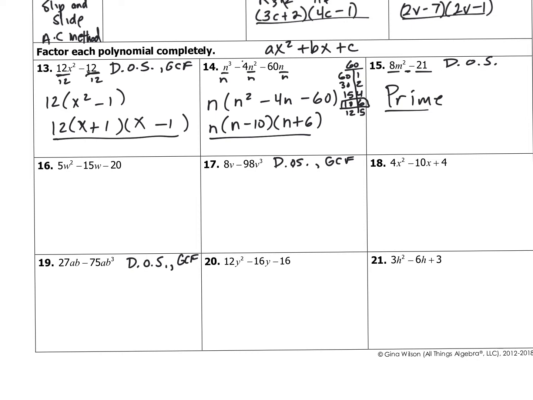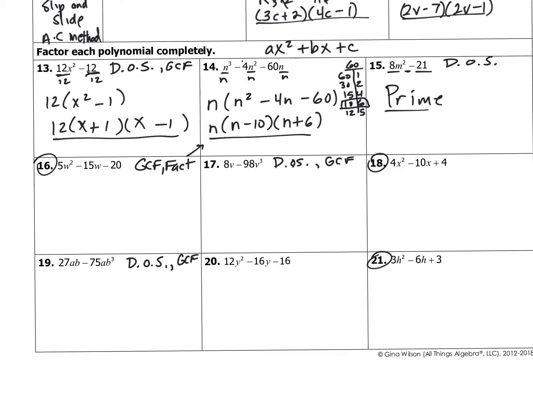Number 16 is one I'm going to let you do. But I noticed really quickly each number ends with a 5 or a 0. So there's definitely a GCF, and then you should factor this, just like number 14. Number 17, so this is part of your homework, okay? 18 and 21 are all going to be part of your homework.